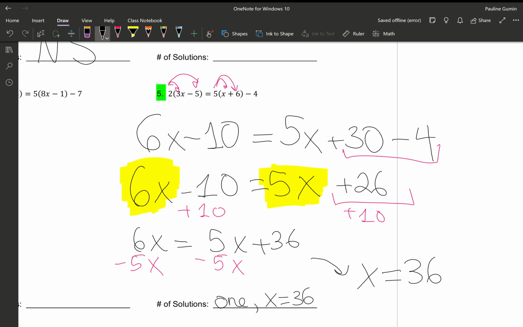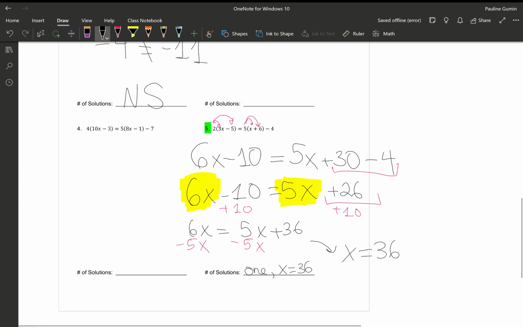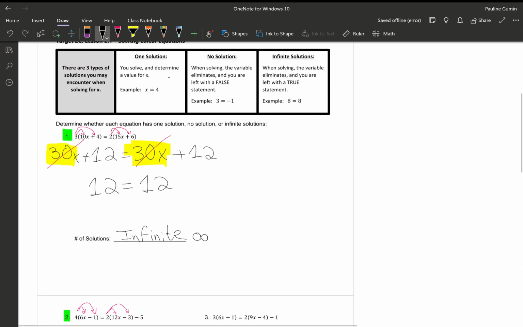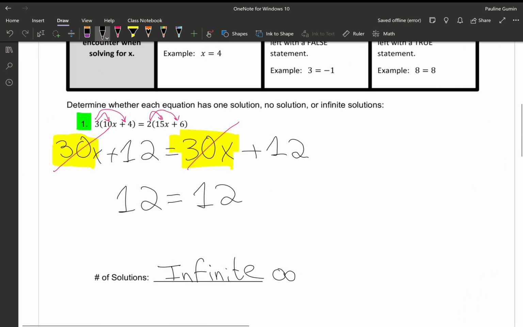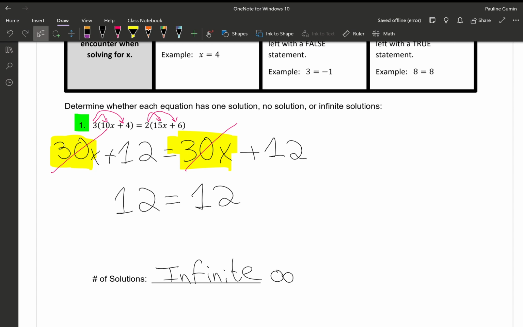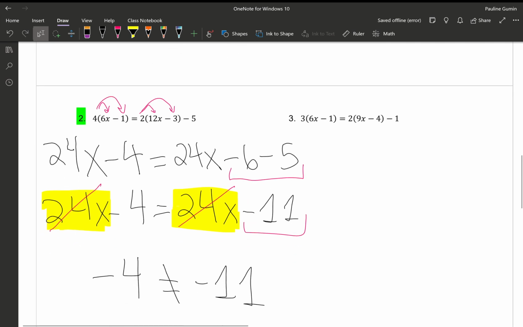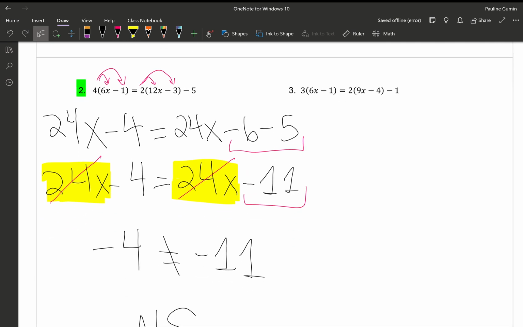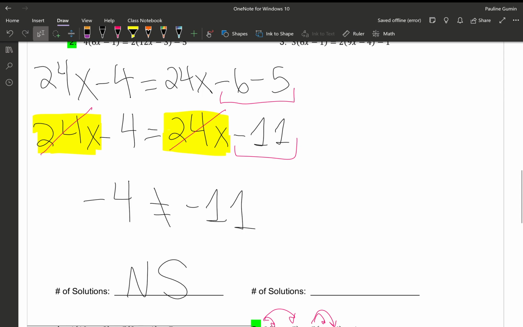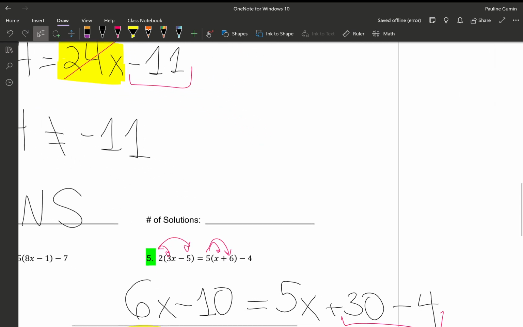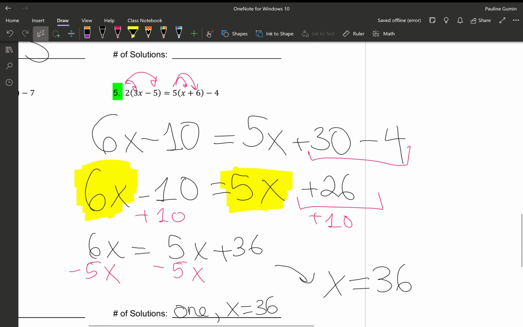So, the takeaway here is, if the x's or the variables are the same, and what's left over is also the same, if it's true, so the leftovers were 12 and 12 on both sides, infinite solutions. If the variables eliminate and we're left with something that doesn't make sense, like -4 equals -11, there's no solution. If we have two different types of x's, that means we're going to have one solution, and we can finish solving this problem and get an answer.